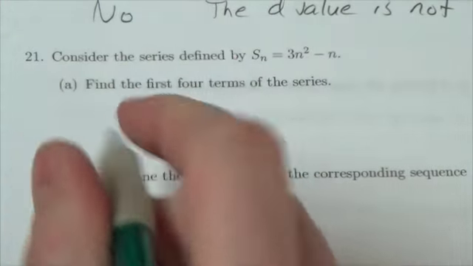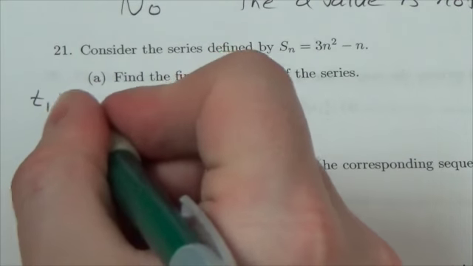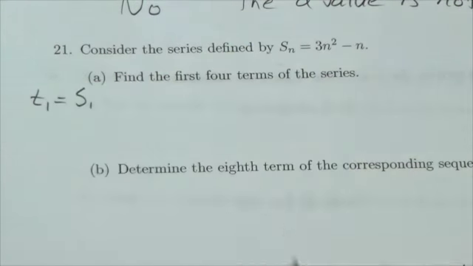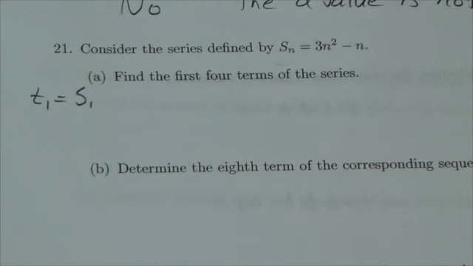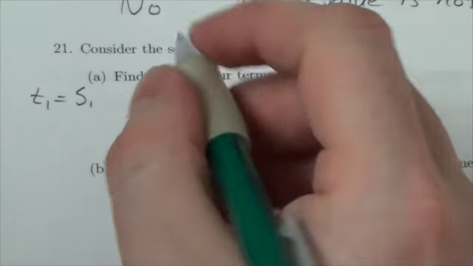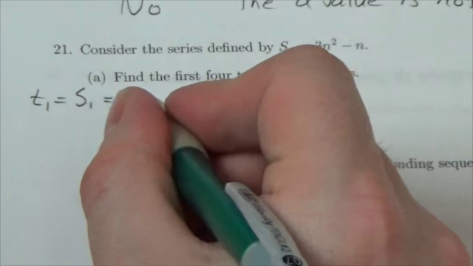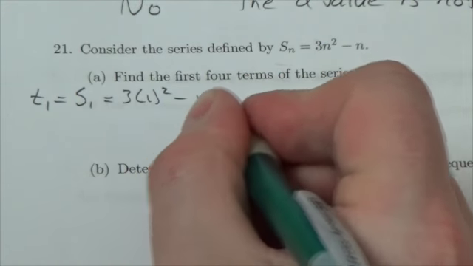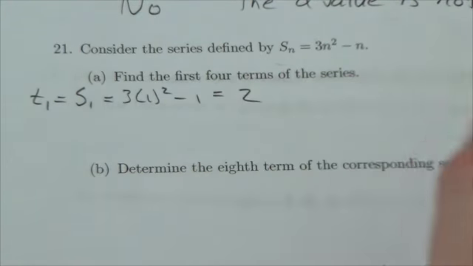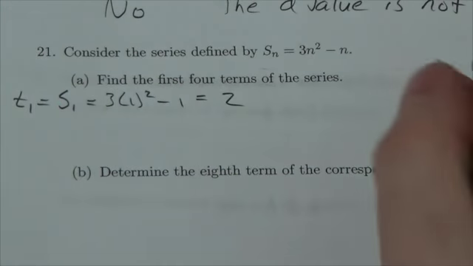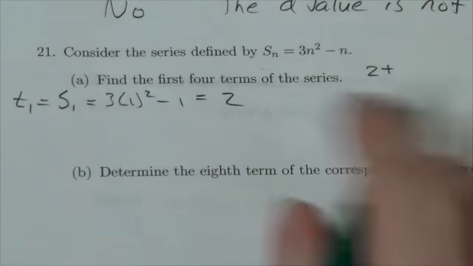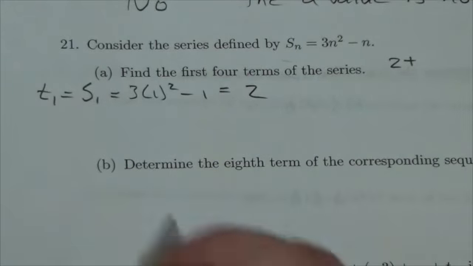Well, term 1 in any series is going to be the same as S1. If you've only got one term and you add them all up, the sum is just going to be that one term. If my one term is 2, 2 plus nothing else is just going to be 2. So if I plug that in, that's 3 times 1 squared minus 1. The first term of our series is 2, so I'm just going to write that up here. So 2 plus, and I'll figure out what the next one is in a second.